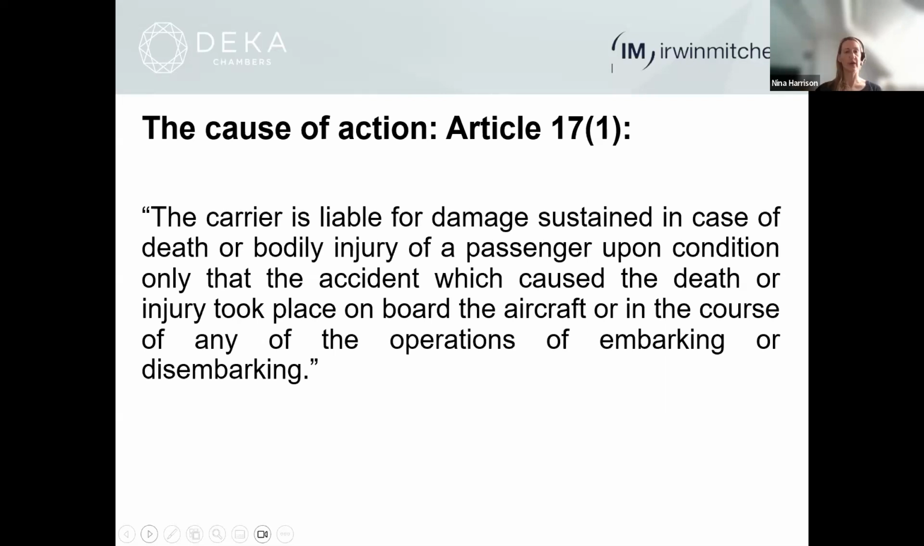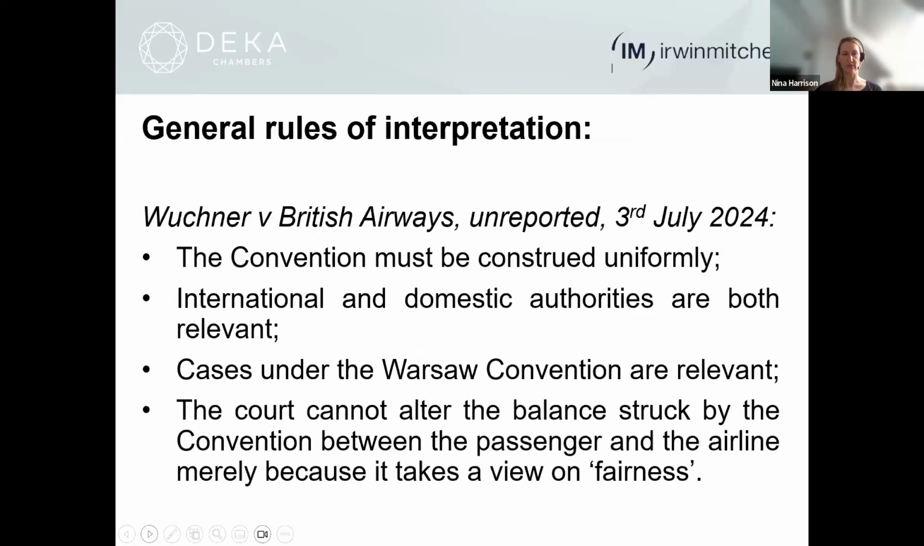We often get questions about embarking, disembarking, where it begins, where it ends. It's a bit of a grey area. So we are going to cover this, but there's just first a couple of general points with regards to interpretation. And these general rules of interpretation were addressed in the recent judgment of Wickner by His Honour Judge Saunders. And essentially, it was stated that the convention should be construed uniformly, and that's how it's interpreted. So the courts can seek assistance from relevant decisions from other convention countries.